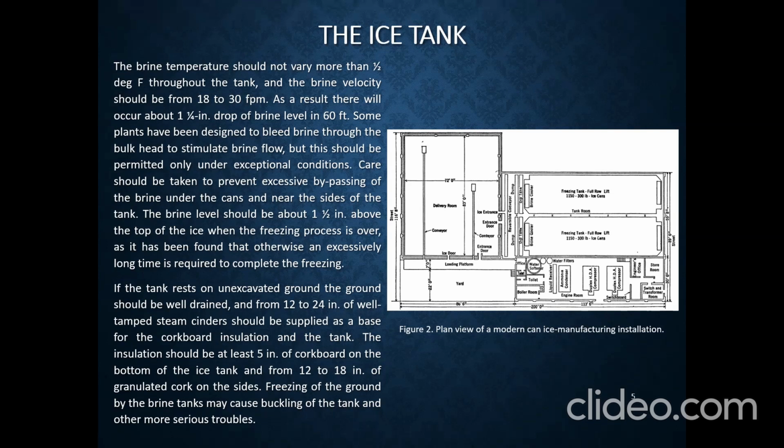So if the tank rests on an excavated ground, the ground should be well drained, and 12 inch to 24 inch of well-tamped cinder should be supplied as a base for the corkboard insulation and the tank. The insulation should be at least 5 inches of corkboard on the bottom of the ice tank and from 12 to 18 inches of the granulated cork on the sides.